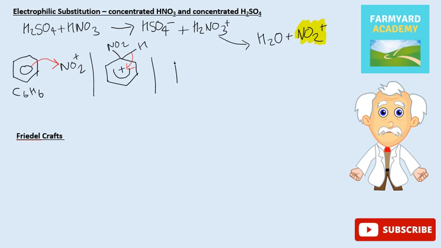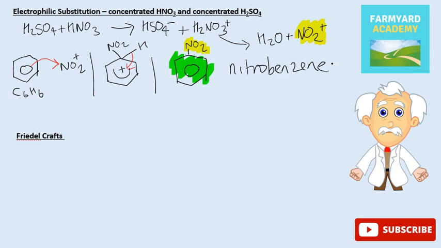Okay, so overall hydrogen's been substituted for a nitro group, and it's really easy to name. So this one, nitro, and then you've got the benzene ring. So overall, nitrobenzene.